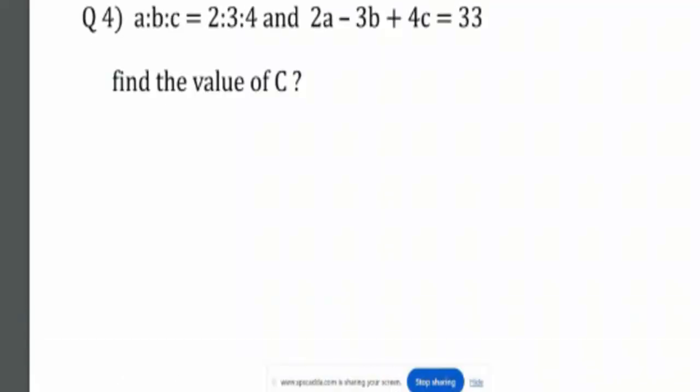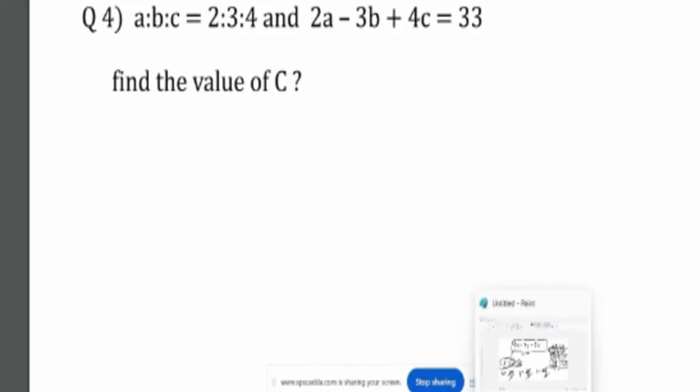See, we have a ratio ABC 2, 3, 4 and we have one equation 2A minus 3B plus 4C is equal to 33. You have to find out the value of C. Solve it. What will be the correct answer? Ma'am, 12. 12 will be the correct answer.